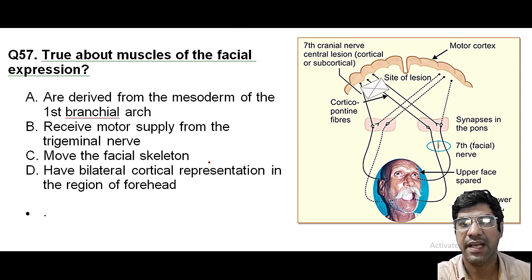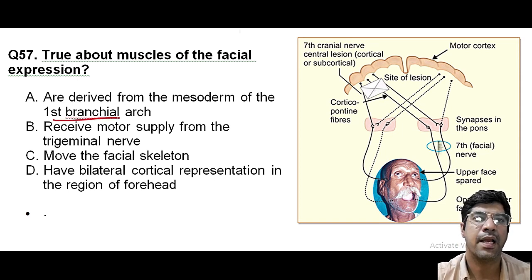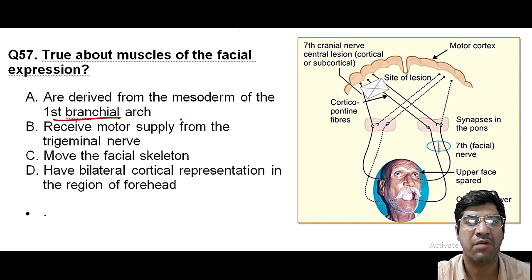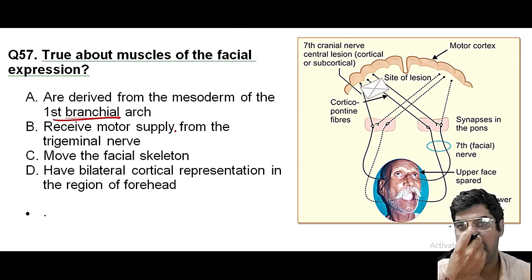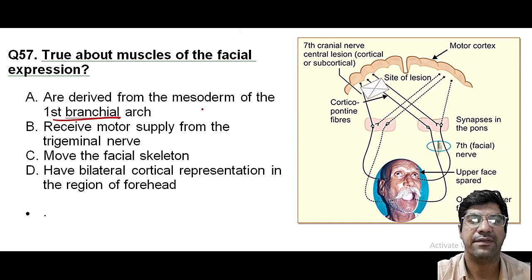The muscles of facial expression, they are derived from the mesoderm of the first branchial arch. No, they are derived from the mesoderm of the second branchial arch. The second branchial arch gives rise to structures primarily innervated by the facial nerve.